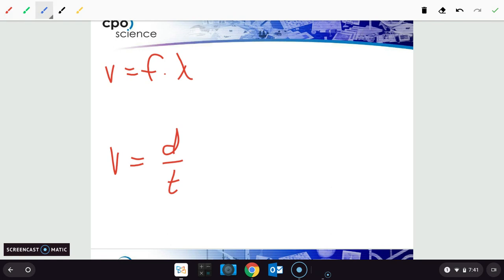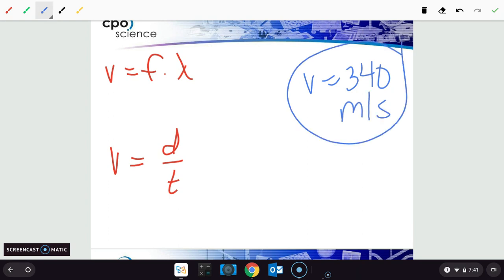The one different thing that we'll be doing with these equations than we've done in the past is you are always going to use a V of 340 meters per second because that is the average speed of sound in air. So I will never ask you to solve for V, which is speed. If you're using the first equation, I'll ask you to solve for either frequency or wavelength. Using the second equation, solving for either distance or time.